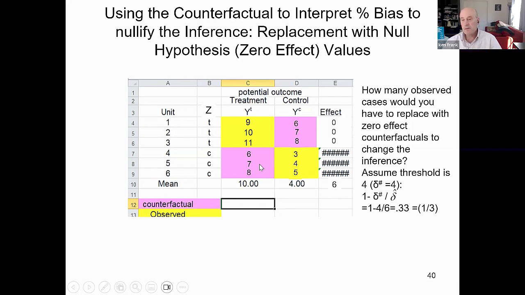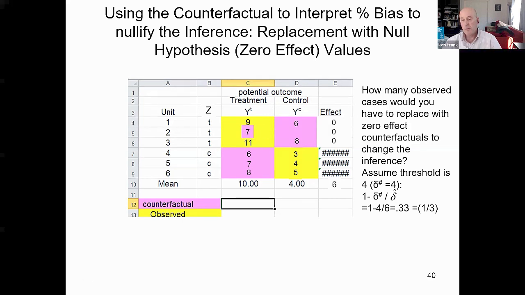And just, to really get you thinking about it, this 6 represents what this person would have experienced if instead they had gotten the treatment. The person got the control, but we're just hypothetically imagining that if they got the treatment, they would have scored a 6. Well, we see that our estimated effect starts off at 6, the mean of 10 minus the mean of 4 gives us the value of 6. And then we can ask, how many of our data points would we have to replace with counterfactual data for which there's no treatment effect to change our inference?